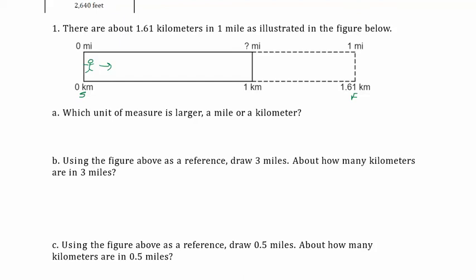So scaling this 1.61 kilometers back, we're going to guess 1 kilometer is about right here. A half a kilometer would be halfway between the start and the finish. We could guess that might be about right there. So half of 1.6 is about 0.8. Okay, so this would be about 1 kilometer right here.